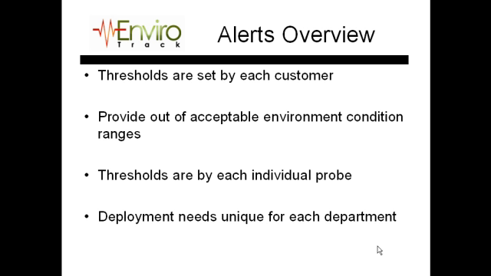There's no reason for the IT department to be notified of the cafeteria, or the maintenance group to be notified of any kind of air conditioning, HVAC issues. So that's one of the great things about EnviroTrack. It allows you to cookie cutter the alerts and the remote notifications based off your needs inside your company or organization.